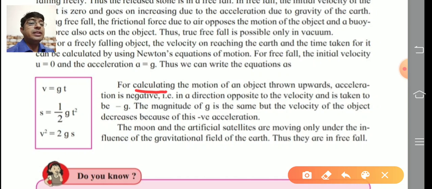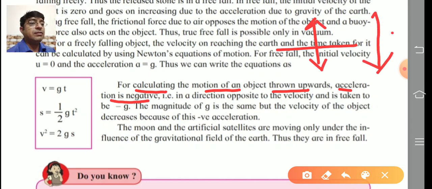For calculating the motion of an object thrown upward, acceleration is negative, because on the x and y axes we know that acceleration due to gravity is always in the downward direction.